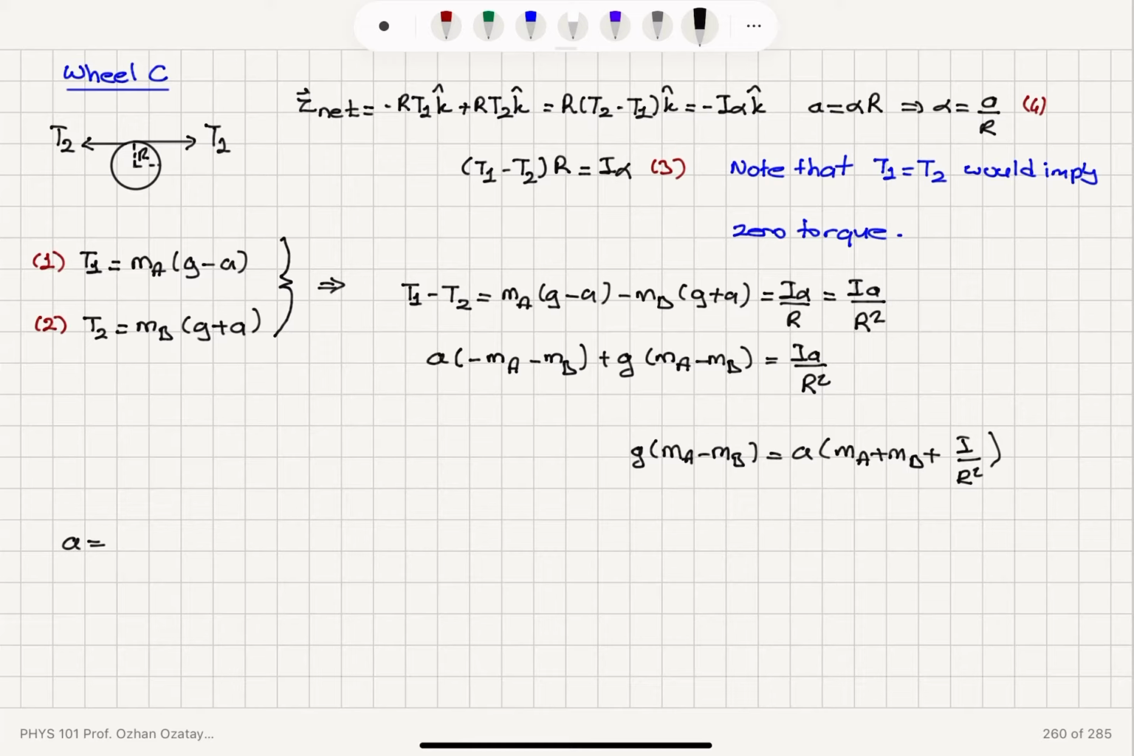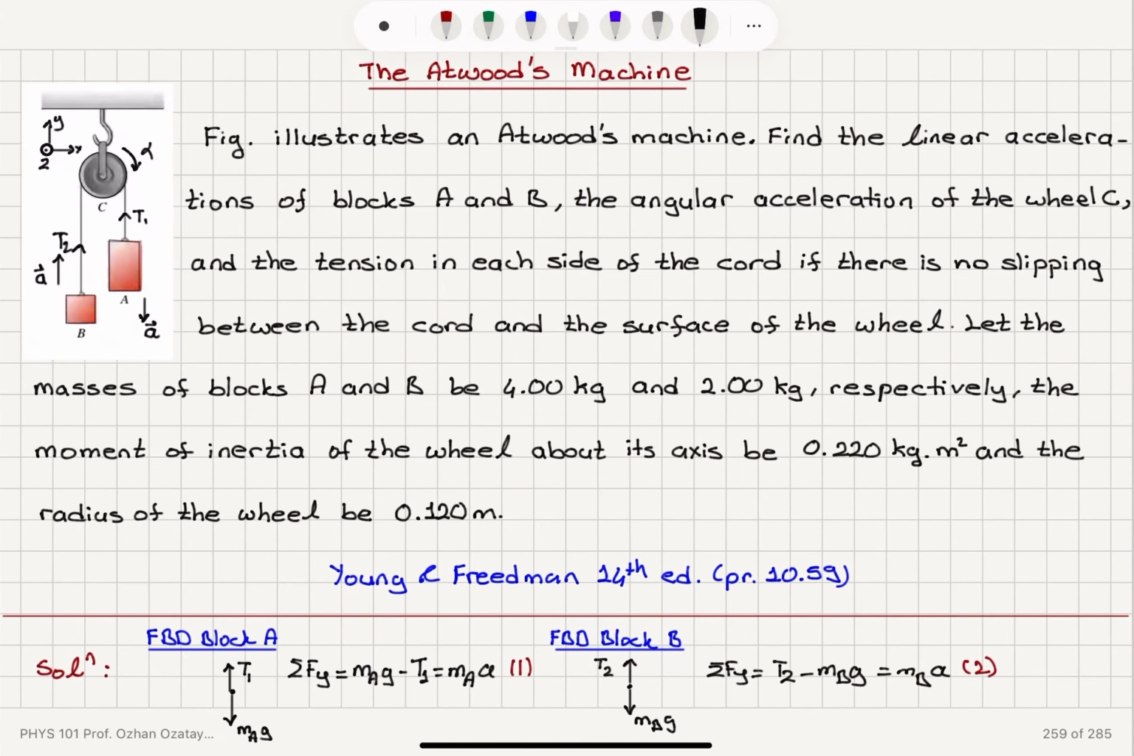Acceleration, the linear acceleration, is equal to G times (MA minus MB) divided by (MA plus MB plus I over R squared). So we can substitute for G 9.8 meters per second squared. What was the mass of A? So let's see, A was 4 kilograms, B was 2 kilograms.